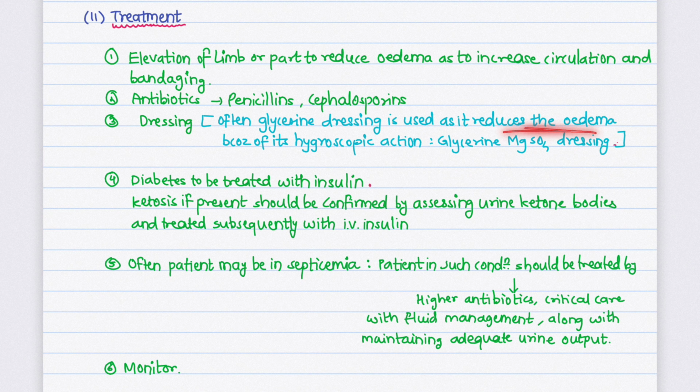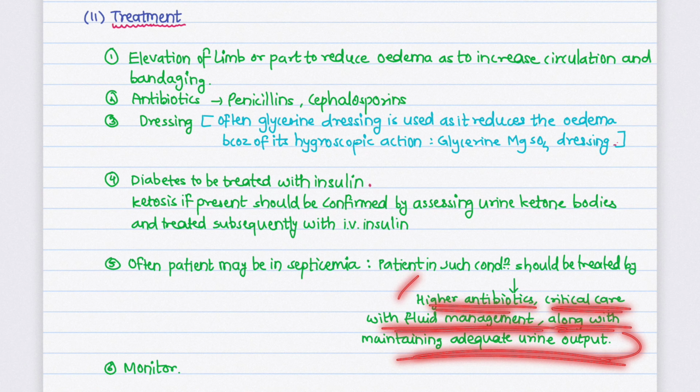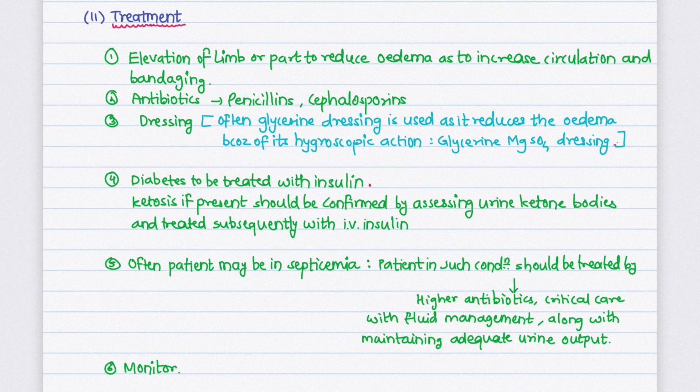They reduce the edema. Then if the patient has diabetes, treat with insulin. If ketosis is present, then assess urine ketone bodies and provide IV insulin. Often patient may be in septicemia. Patient in such condition should be treated by higher antibiotics, critical care with fluid management along with maintaining adequate urine output. Then monitor. So guys, this was all about cellulitis.